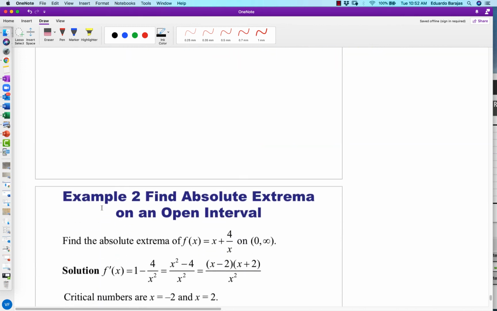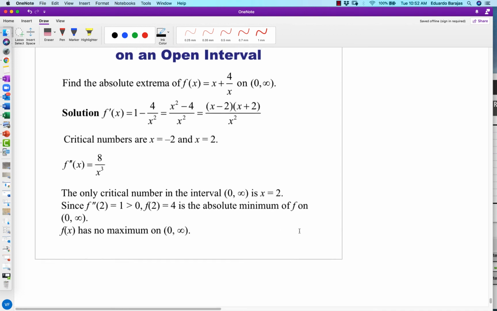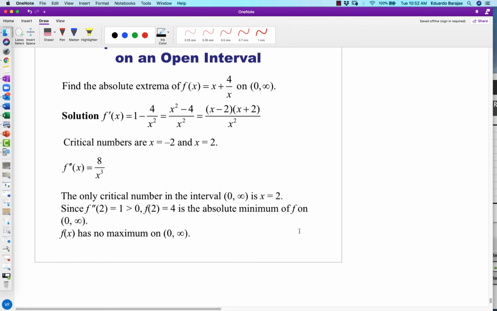Okay, let's see what the author did. So equation, okay, so derivative, same thing. Critical numbers are this one and this one. The only critical number on the interval is x equals 2. When we evaluate the second derivative at 2, we got that it was 1, which is positive. f of 2 leads to 4, so that's an absolute minimum on 0 to infinity. And notice that our function has no absolute maximums on this interval.